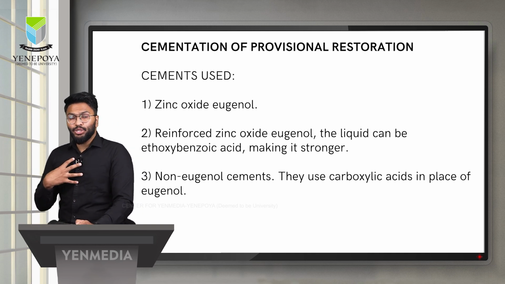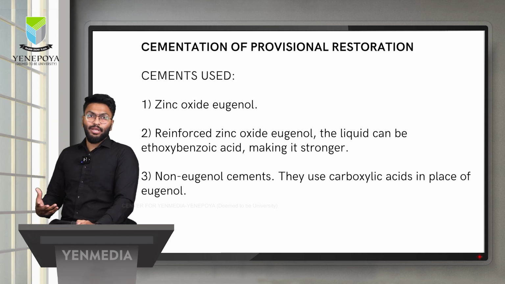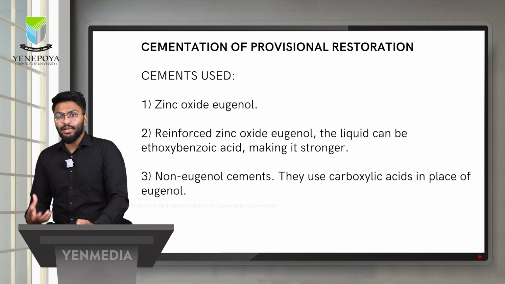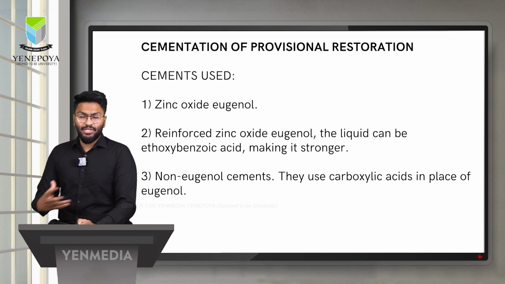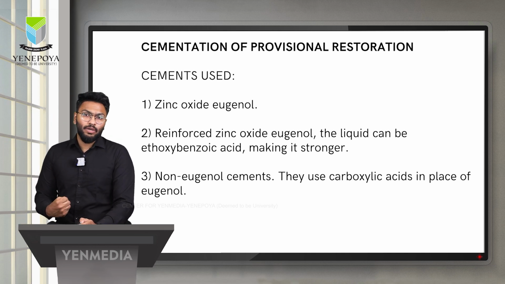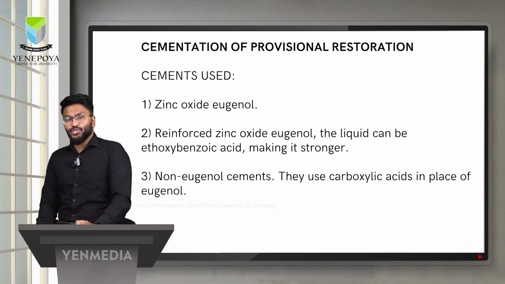So according to me, if I'm using a bisacrylic resin material as my temporary restoration material, I am going to use a non-eugenol cement, because I always felt that it is least irritant to the patient, and it is very easy to remove, to de-cement the provisional restoration once we have to place the permanent restoration.